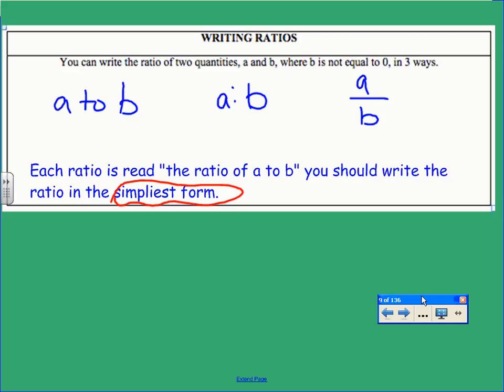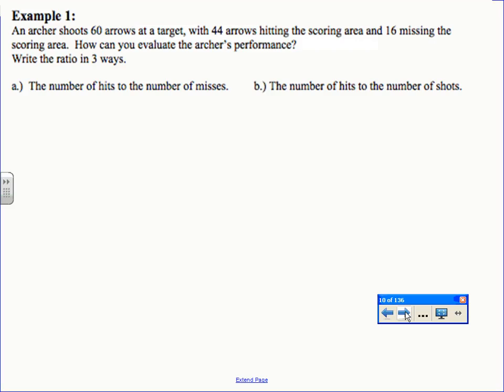Okay, next part. We have an example now, and I'm going to read through this example. Our job is to write the ratio that they ask us to write. It says an archer shoots 60 arrows at a target, with 44 arrows hitting the scoring area and 16 missing the scoring area. So 44 arrows hit it, 16 miss it. How can we evaluate the performance? We need to write the ratio in three ways. So let's first start with letter A. It asks us to compare two quantities, which are the number of hits to the number of misses.